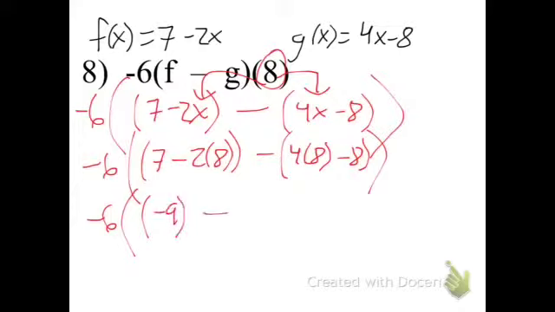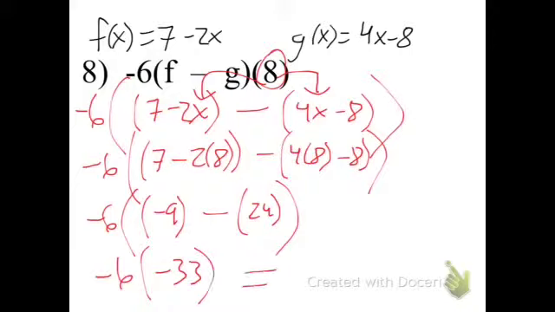And then we have subtract 4 times 8, which is 32. Subtract 8 gives you 24. So now we got -9 minus 24. I do believe that is -33. Times it by a -6 is going to give you positive 198. Ta-da! That one actually wasn't that bad.